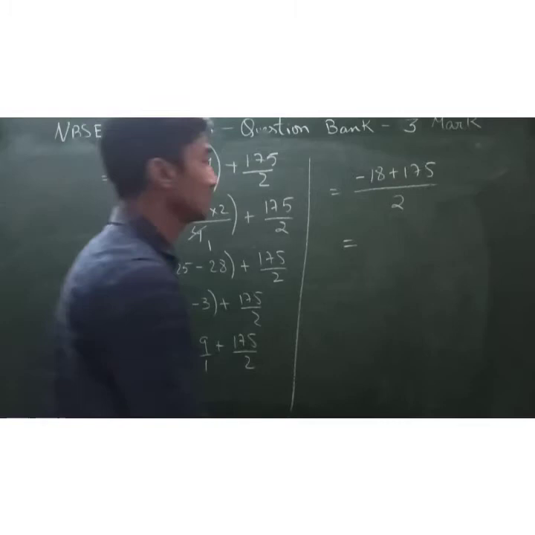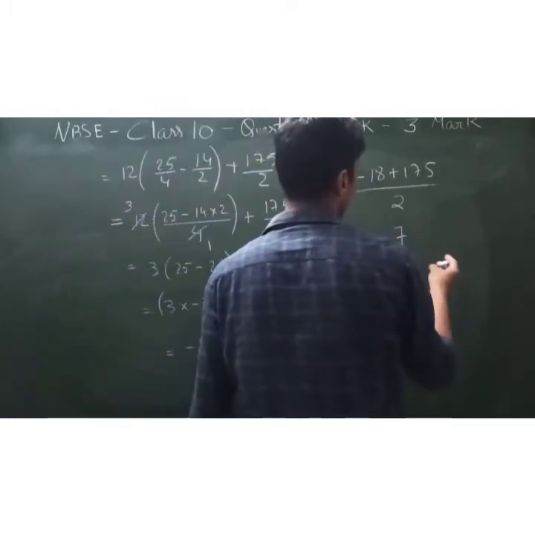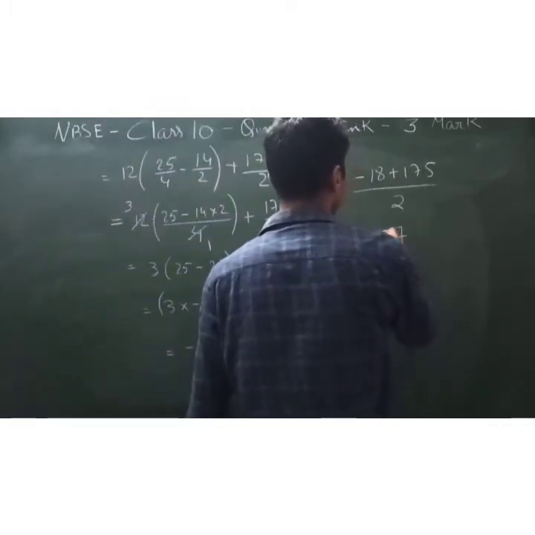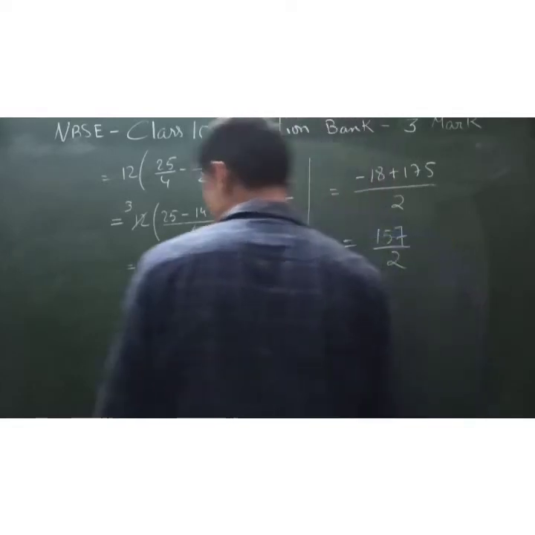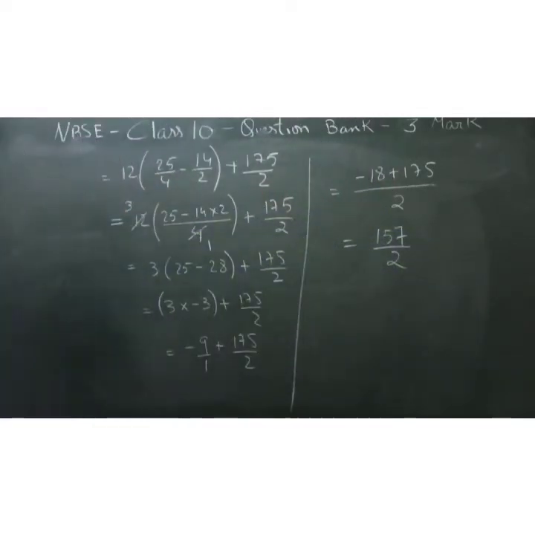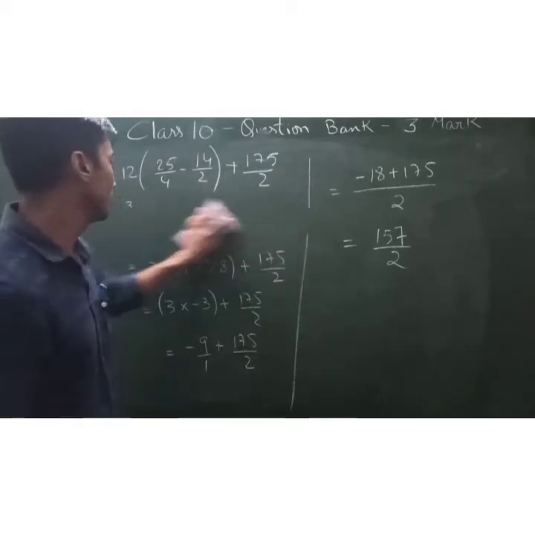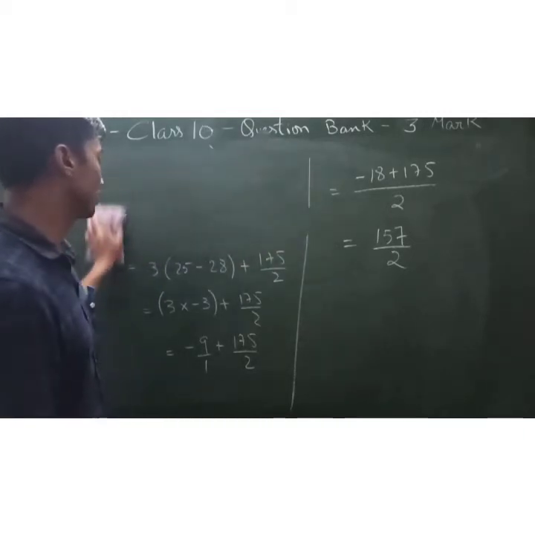8, 7, 1, 2, 3, 4, 5, 6, 157 by 2. So this is the product of the zeros. You can pause the video and note it down there. So now we have the sum of the zeros and the product of the zeros.